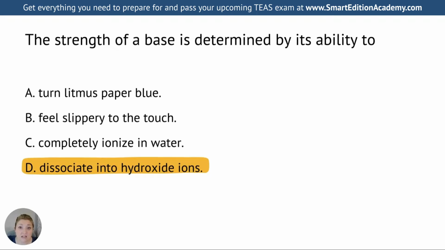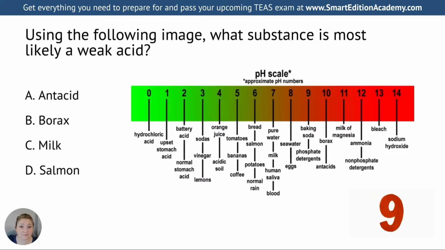Now remember that strong bases are going to completely dissociate, meaning that there's going to be a lot of OH in the aqueous solution. However, weak bases are only going to partially dissociate. That means you're still going to have some of the intact molecules, and then you'll still have some that are the broken apart OH and other ion. So the strength of a base determines how many hydroxide ions are in the water. All right, let's go to our next question.